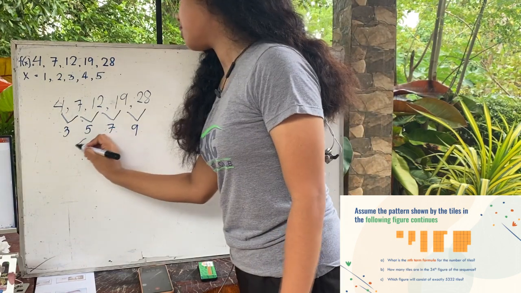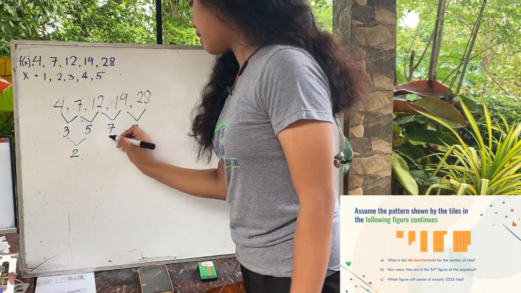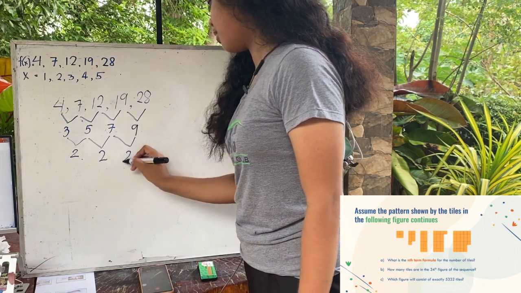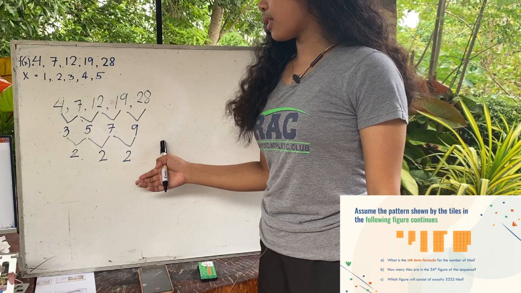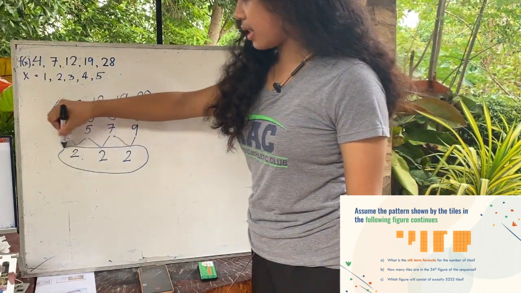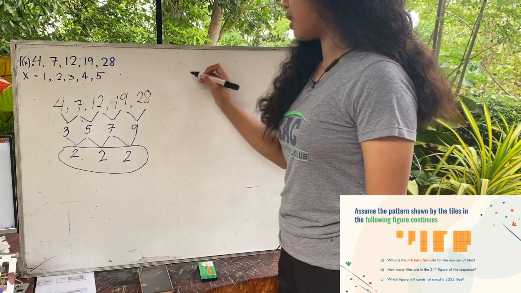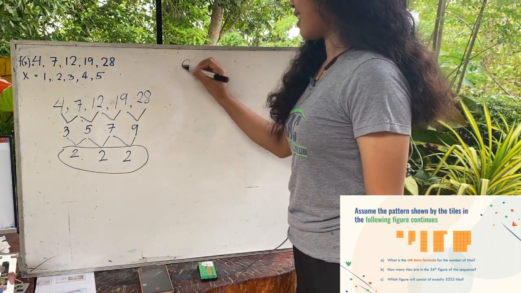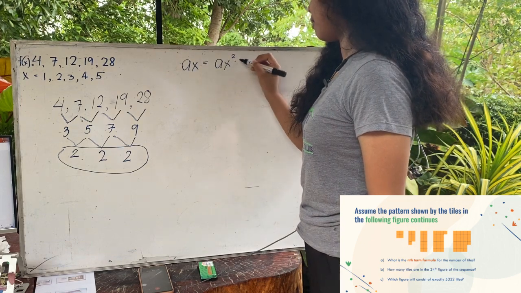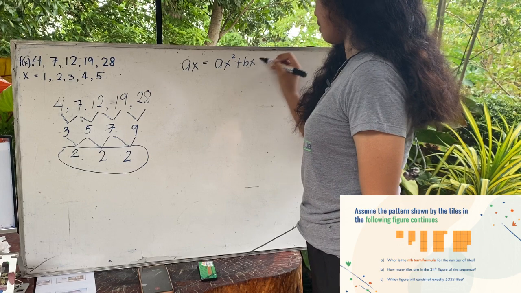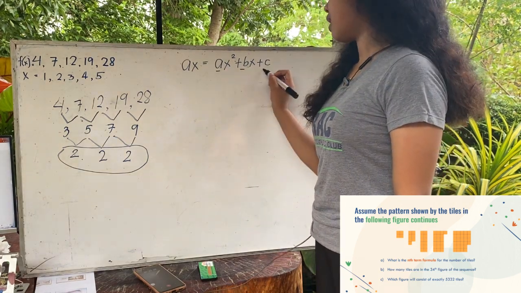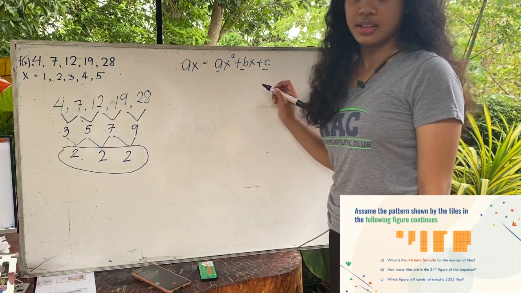So, 5 minus 3 is 2. 7 minus 5 is 2. And 9 minus 7 is 2. So, we found the constant here, and this is what we call quadratic. So, the formula for the quadratic is a of x is equal to ax squared plus bx plus c. As we have a, b, and c here, so we need 3 equations.